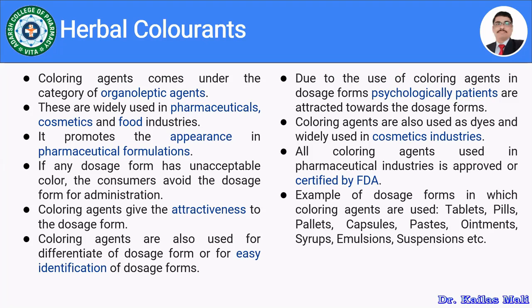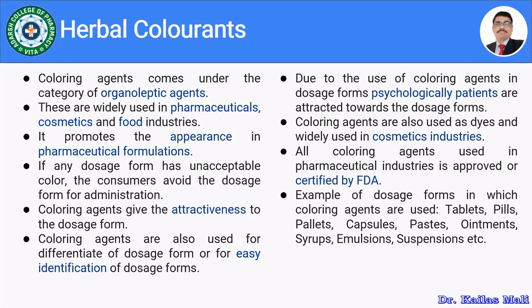Take the example of a tablet with uneven color distribution, or maybe the API is a colored one, and you know that almost all excipients are colorless. So you may observe spots of color on the formulation. And if we could use some coloring agents in the tablet formulation, definitely its acceptance is going to increase. So coloring agents give attractiveness to the dosage form.